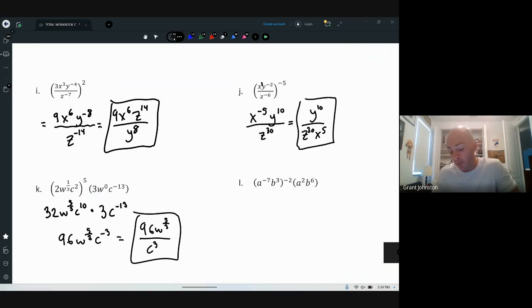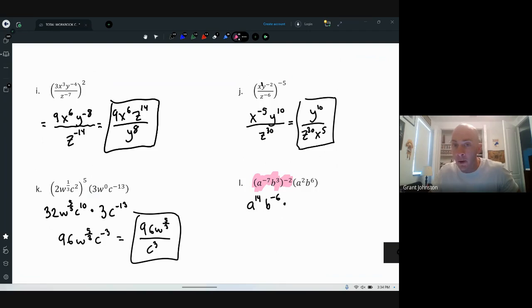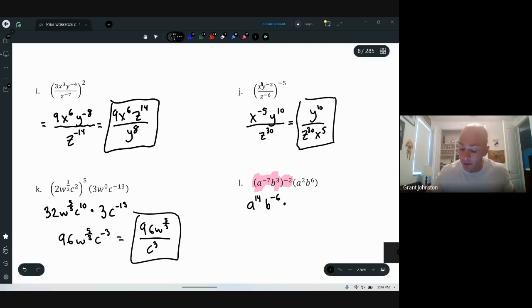Let me show you one last one. So negative 7 times negative 2 is 14. 3 times negative 2 is negative 6. So what I handled was this first one because it was raised to a power. Now that second parenthesis is not raised to a power, so there's nothing to do with that one. I'm just going to rewrite it.